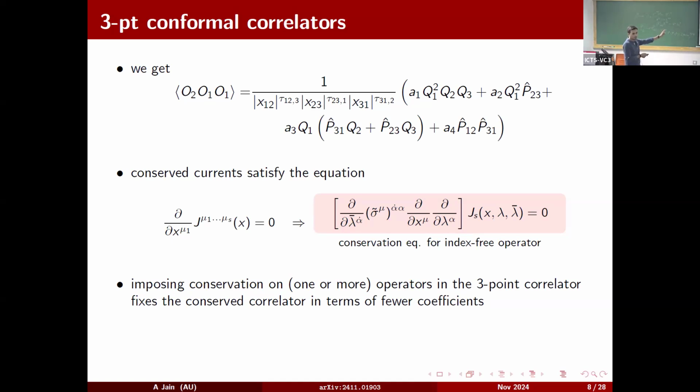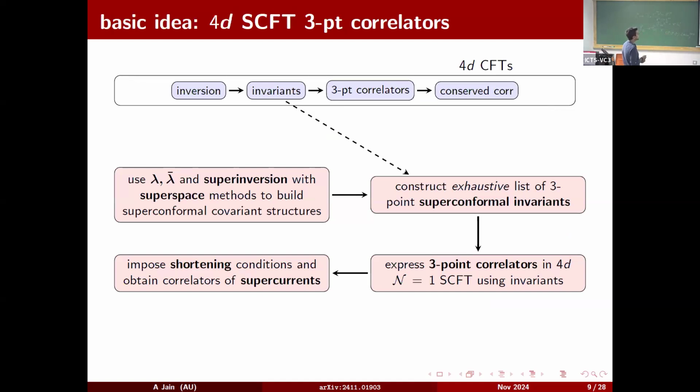But I'm not giving you any examples because this was a setup for the superconformal case, which we'll go to now. So what's the idea for the superconformal theory? Again, we'll use the same kind of formalism. We'll use lambdas and lambda bars to make the operators index free. Instead of inversion, now we use the supersymmetric counterpart of inversion, which is superinversion, for lack of a better name, of course. And we use superspace methods instead of coordinate space methods to now build superconformal covariant and finally superconformal invariant structures out of three superspace points.